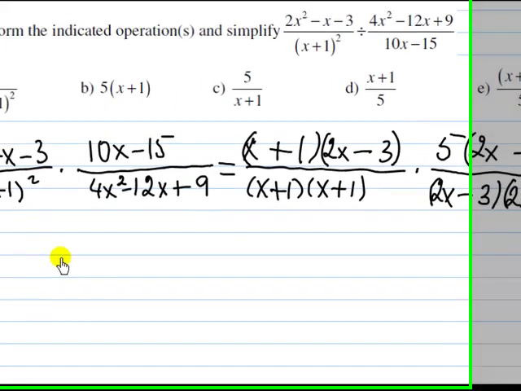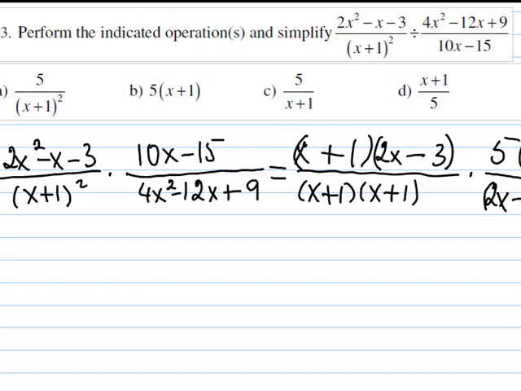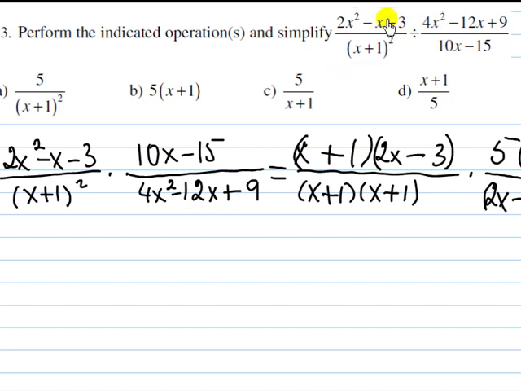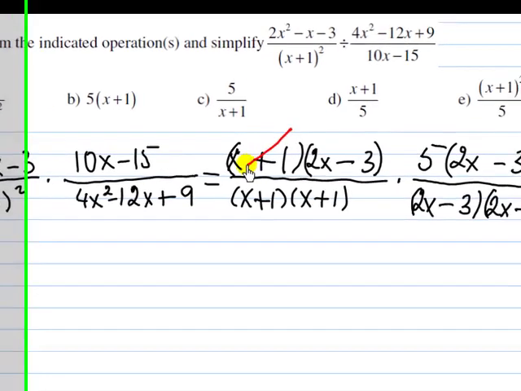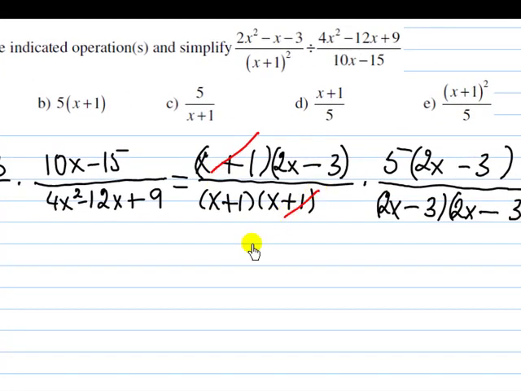Okay, now we are going to find common factors in the denominator and numerator and cancel. And here what happens is the following. x plus 1, x plus 1, that will cancel. 2x minus 3, 2x minus 3, since we have multiplication, will cancel, and that 2x minus 3 will cancel with this.